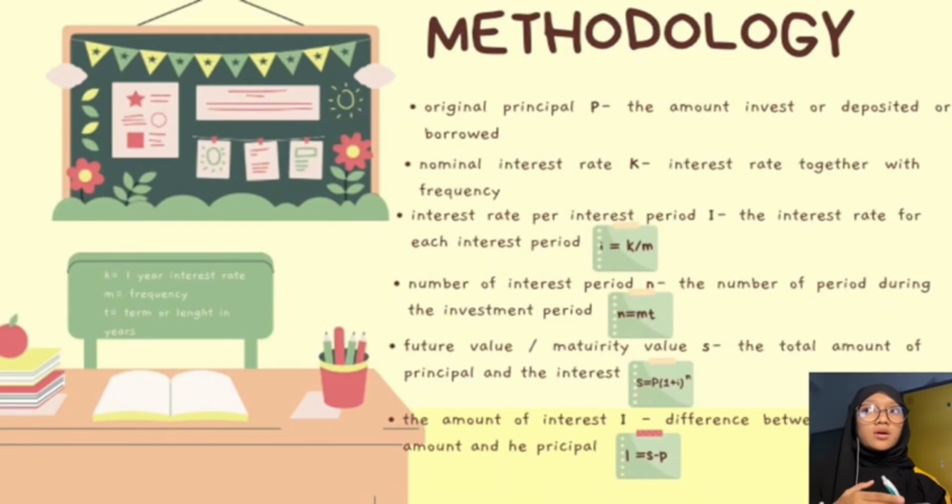The next one is the number of interest periods, N, the number of periods during the investment period. How to find N? We use N equals MT. Like I already told you, M is the frequency and T is the term of the loan in years. The last one is the maturity value or future value, S, the total amount of the principal and the interest. How to find S? We use S equals P times bracket 1 plus I bracket to the power of N. The last one is the amount of interest, capital I, which is the difference between the total amount and the principal. How to find I? We use I equals S minus P.